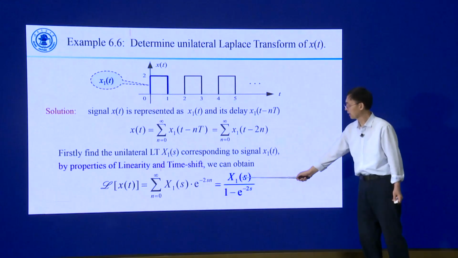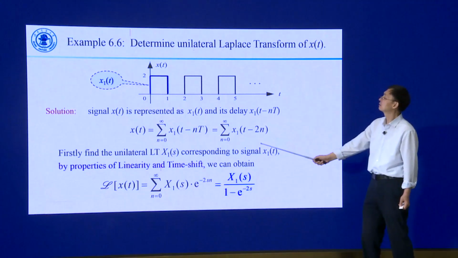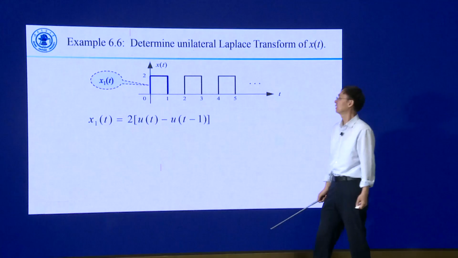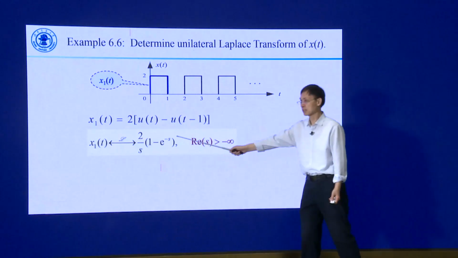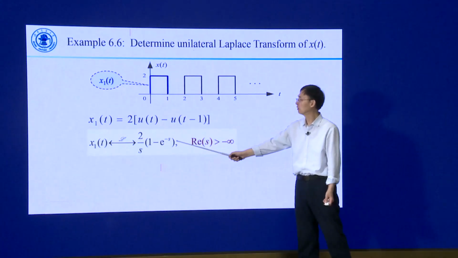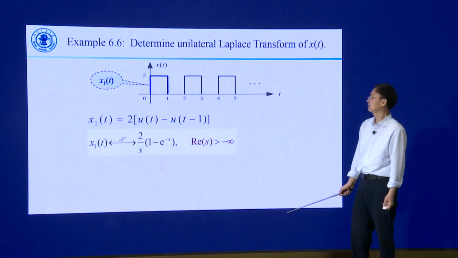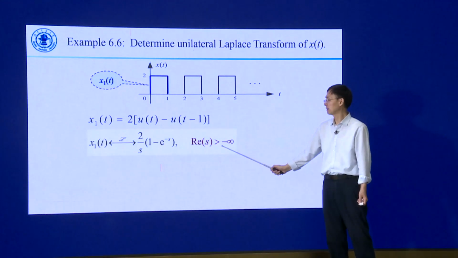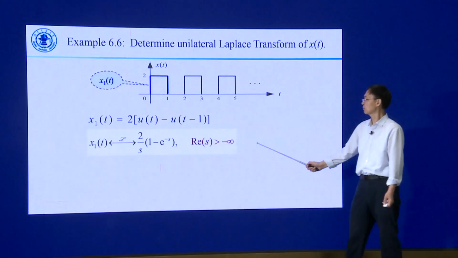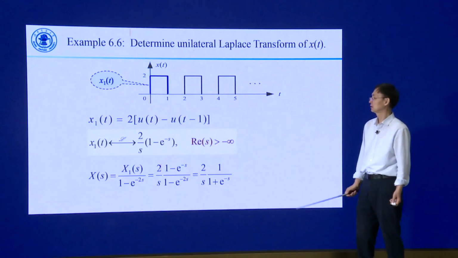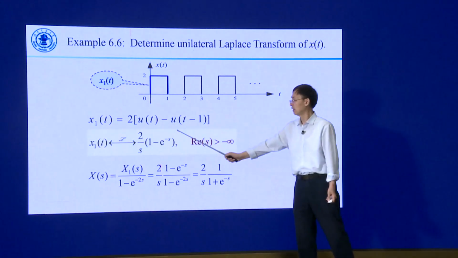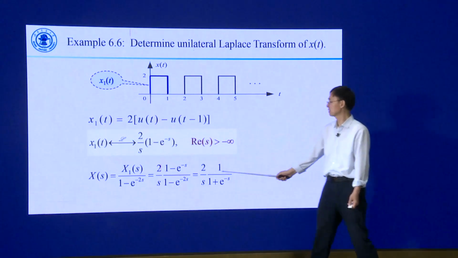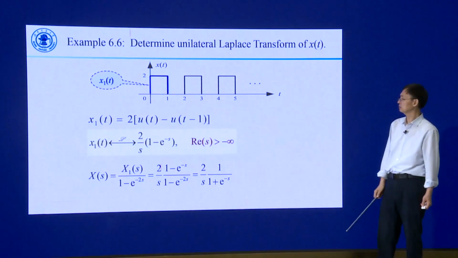Now we will find the X1(s). This is x1(t). We can find its unilateral Laplace transform for x1(t). Here, its region of convergence includes the entire S-plane. So we can get the x(t), its unilateral Laplace transform is in this expression.